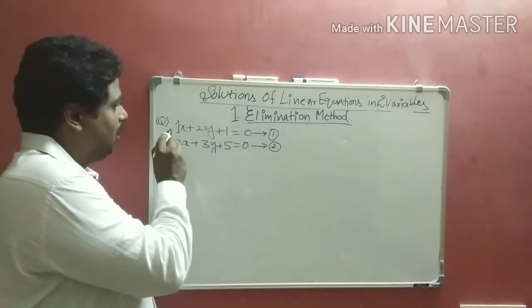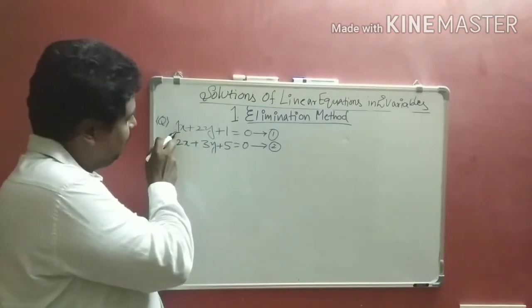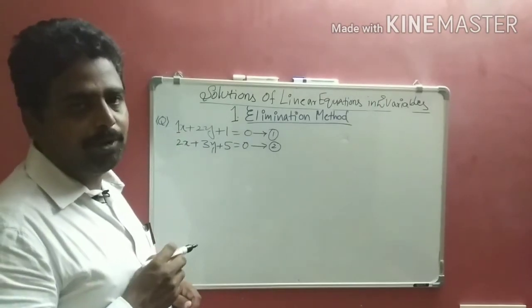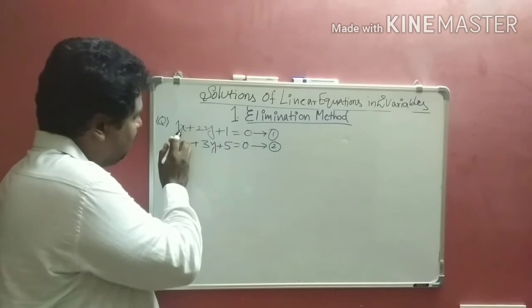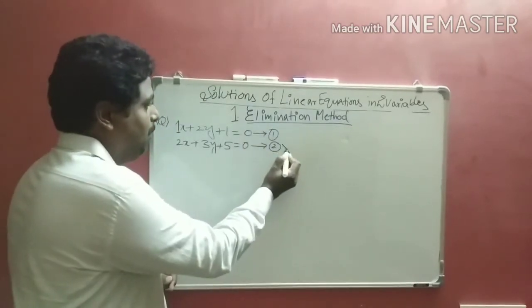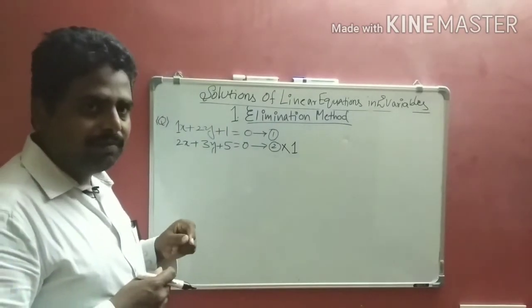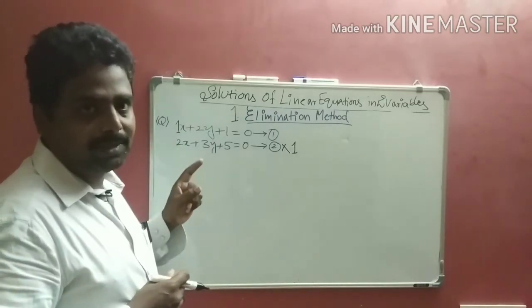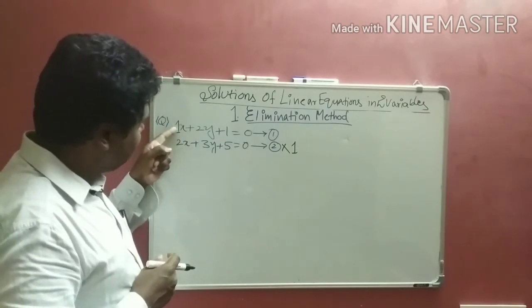Understand? So first I have to make the coefficient of x equal. So what is the coefficient of x here? 1. What is the coefficient of x in the second equation? 2. To make both coefficients equal for both 1 and 2, we have to multiply equation number 2 with the coefficient of x in equation number 1. So what is the coefficient of x in equation number 1? 1. So multiply equation number 2 with 1. How can we choose 1? First we have to choose to eliminate x. To eliminate x, we have to make the coefficients of x equal. So here the coefficient of x in the first equation is 1. So multiply the second equation with that coefficient 1.